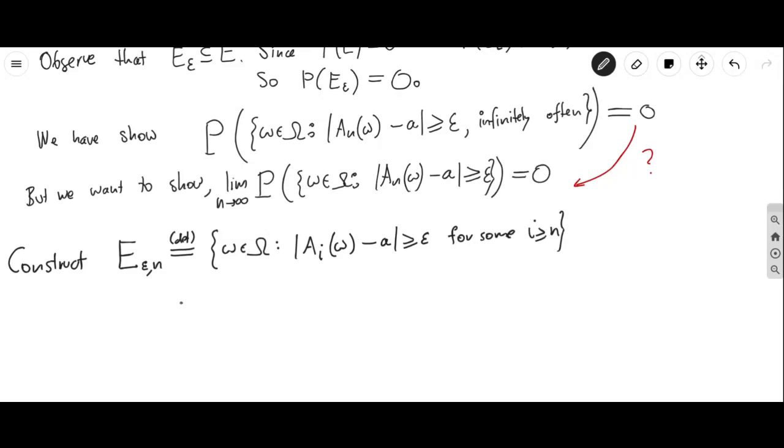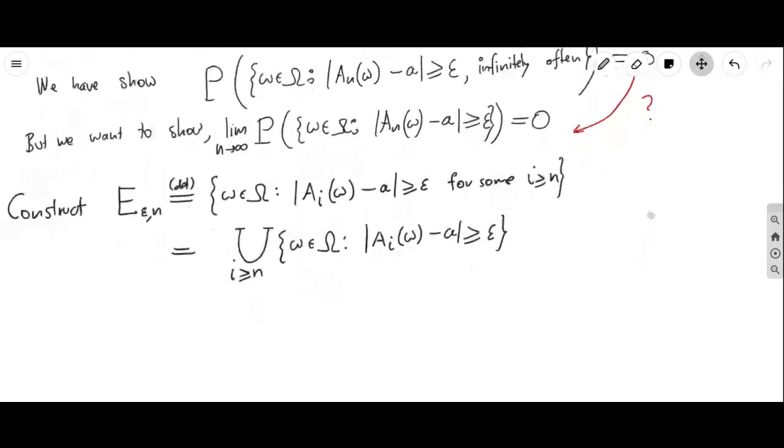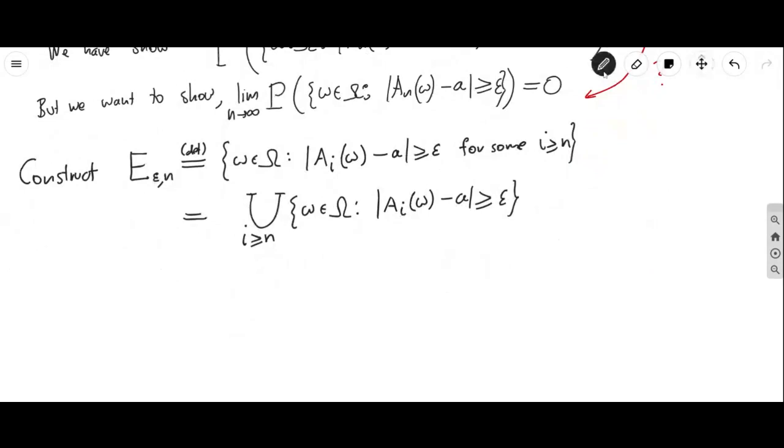Now, alternatively, you can also write it in the following way. You can also write this as the union, because you are saying for some integer bigger than n. So you can write it like this, the union over i greater than or equal to n, of the event of sample points with the property that |A_i(ω) − A| is greater than or equal to epsilon. So this is a little bit ad hoc. It's not something that first comes to mind.